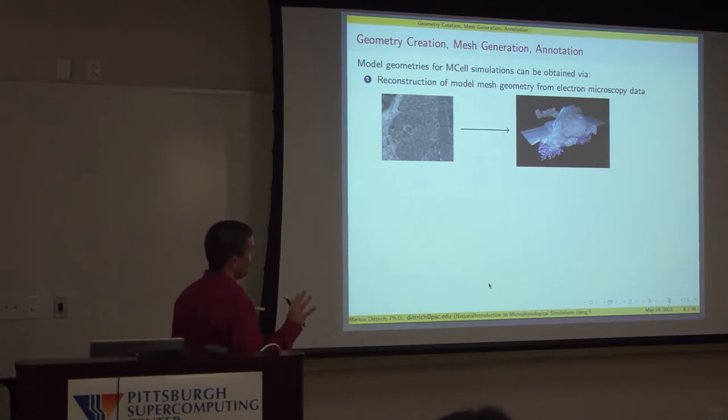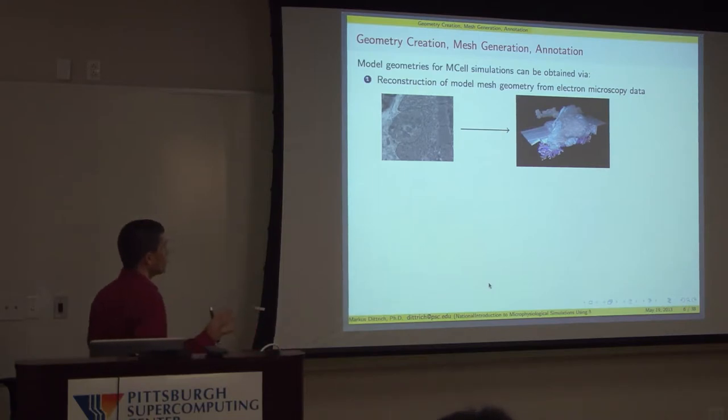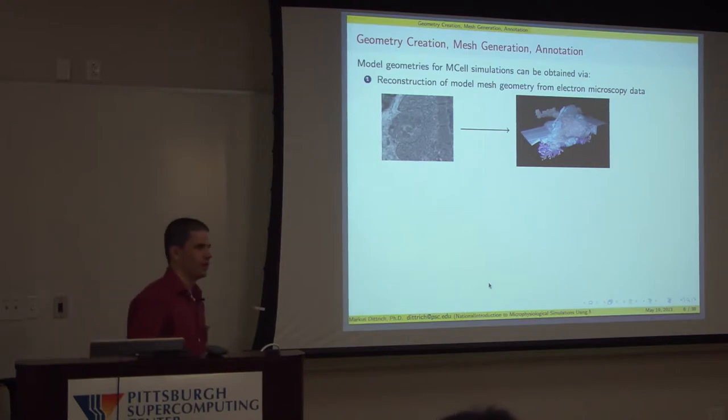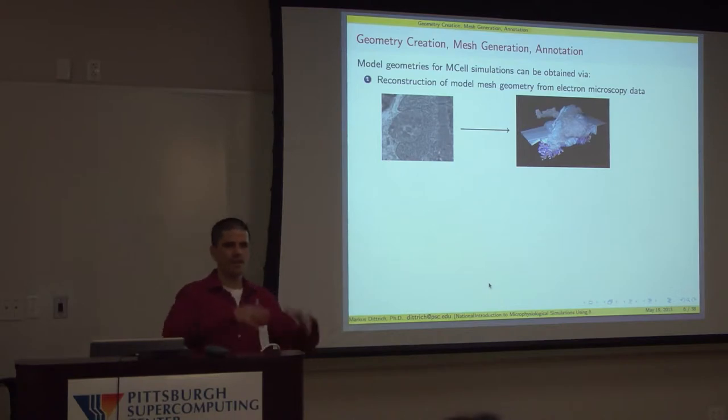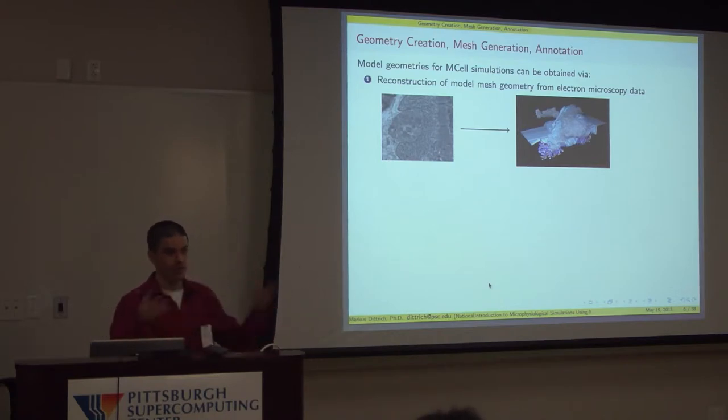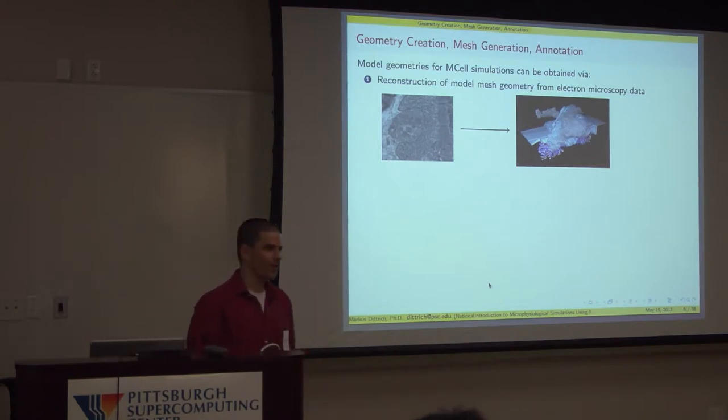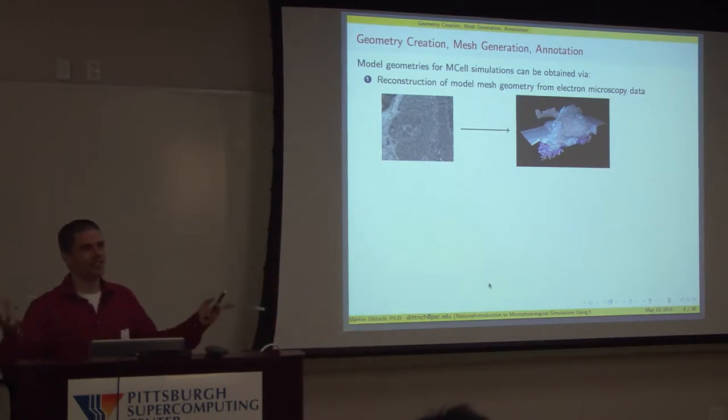And so there's basically two basic ways you can do it. Method number one is that you actually reconstruct your geometry from electron microscopy data. So you really need to have a very detailed model of your synapse, your cell, or, if you do the liver, probably some hepatocytes or something. You need to have a really detailed structure of them.